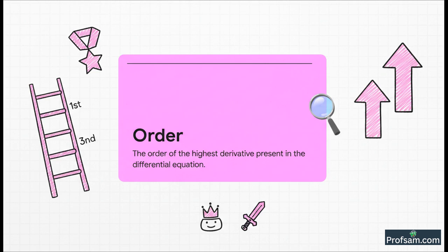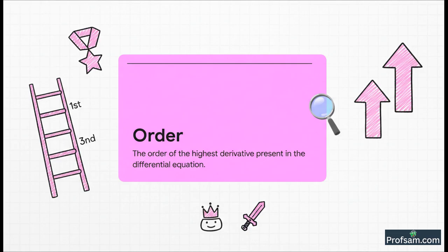And honestly, this one is super easy. The order is just the highest derivative you can find in the entire equation. Think of it like ranks in a video game. If you have a first derivative, which is like a level 1 player, and a second derivative, a level 2 player, the highest rank is level 2. So the order of the equation is 2.